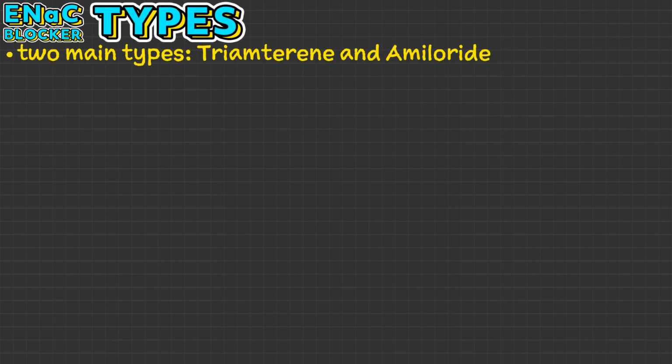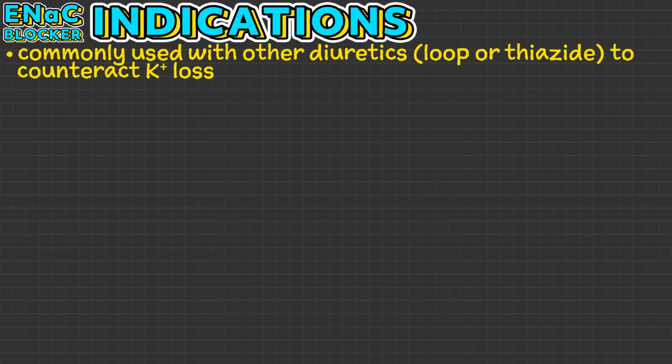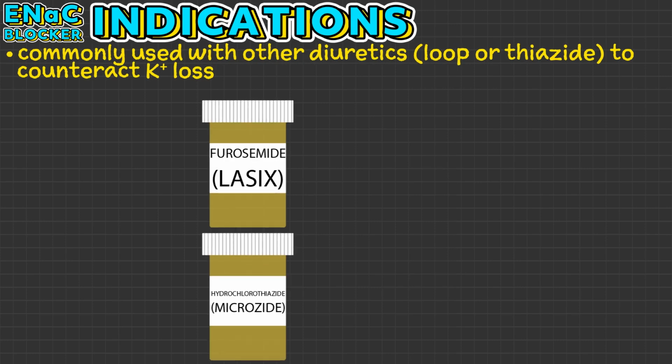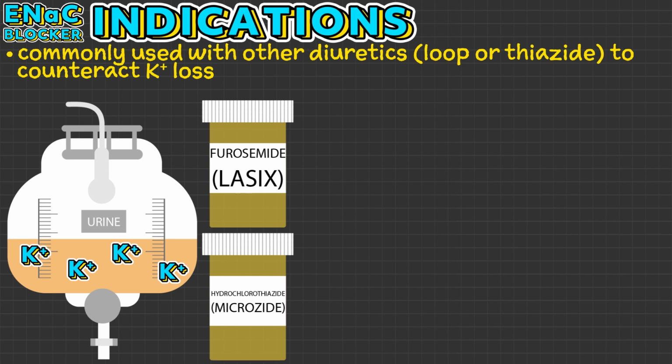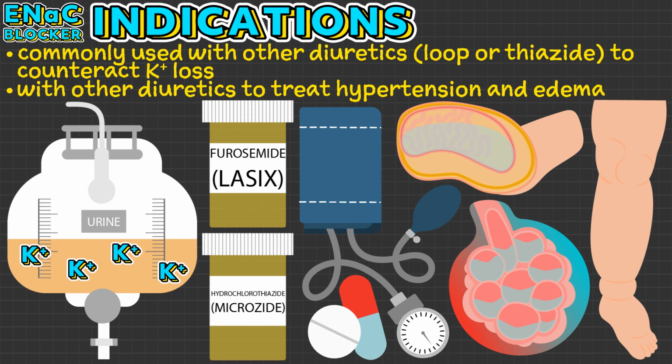There are 2 main ENaC blockers, Triamterene and Amiloride. They are commonly used with other diuretics, such as loop or thiazide, to counteract potassium loss. ENaC blockers are also used with other diuretics to treat hypertension and edema.